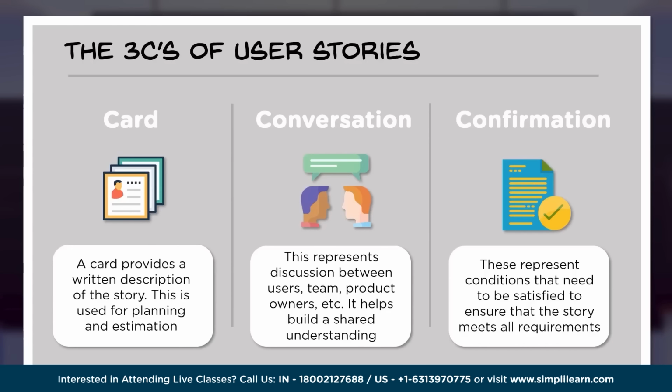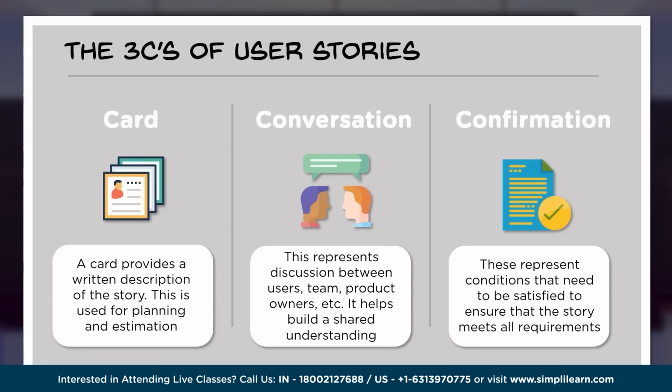And at the same time, whatever understanding we have, maybe as a product owner or a team member, a developer, is my understanding correct? Then from the user perspective, is the user story speaking about the requirement which needs to be fulfilled as they require? So this helps to build a shared understanding between all those individuals so that there is no confusion further. Once the stakeholders converse together, then you get confirmation. This represents the conditions that need to be satisfied to ensure that the story meets all requirements. So you are confirming, and all the stakeholders are agreeing to that.